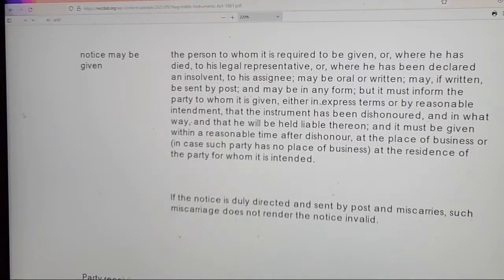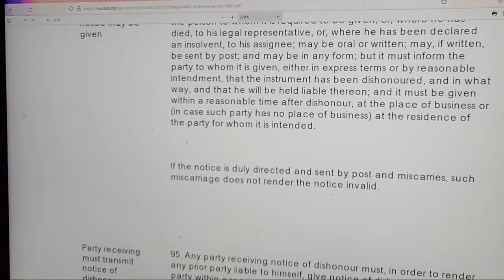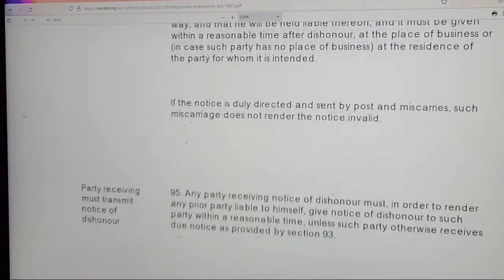It may be oral or written, may, if written, be sent by post, and may be in any form, but it must inform the party to whom it is given, either in express terms or by reasonable intendment, that the instrument has been dishonored and in what way, and that he will be held liable thereon. It must be given within a reasonable time after dishonor at the place of business, or in case such party has no place of business, at the residence of the party for whom it is intended. If the notice is duly directed and sent by post and miscarries, such miscarriage does not render the notice invalid.